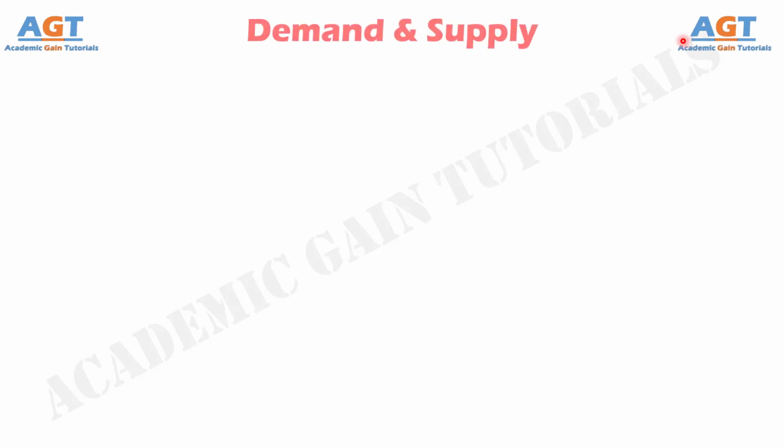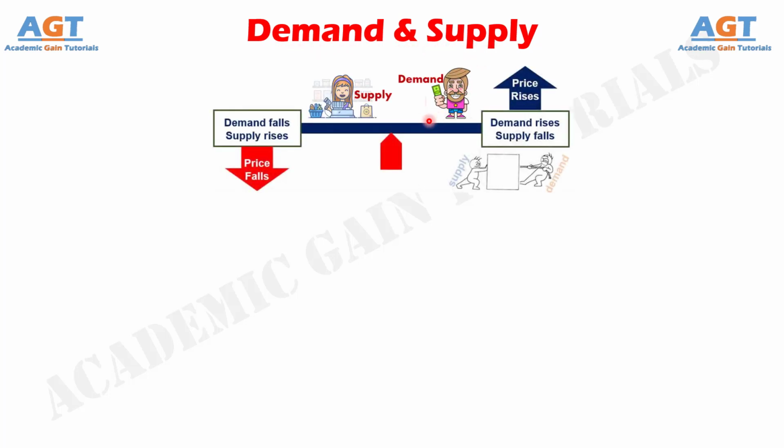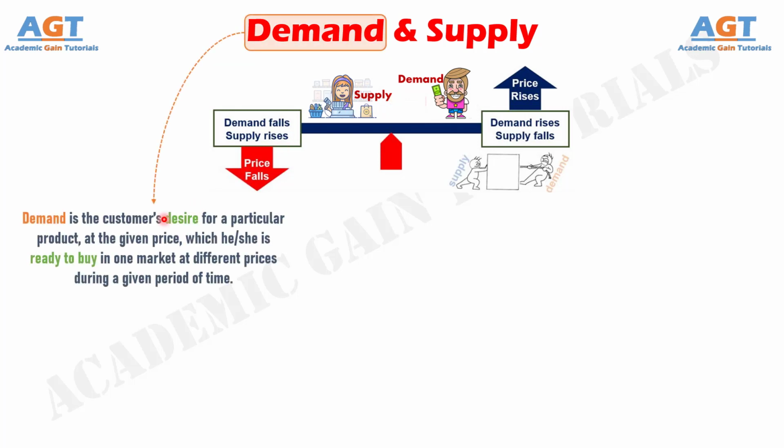In this video, we will look into the differences between demand and supply. To understand the market mechanism, one needs to have a good knowledge of demand and supply, as these two forces regulate the entire market. Demand is the customer's desire for a particular product, at the given price, which he or she is ready to buy in one market at different prices during a given period of time.